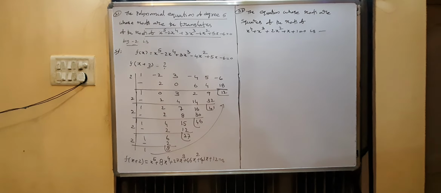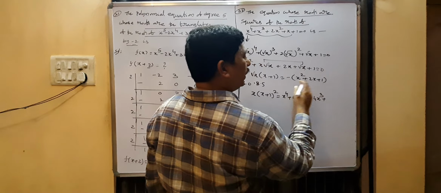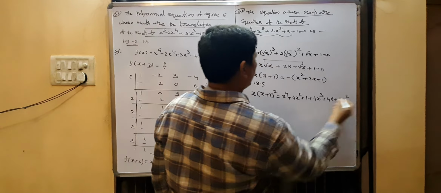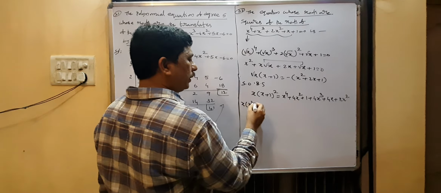Squaring on both sides. That is x into x plus 1 whole square. Using a plus b plus c whole square equals a square plus b square plus c square plus 2ab plus 2bc: x square whole square is x power 4, 2x whole square is 4x square, plus 1 square is 1, plus 2ab is 4x cube, plus 2bc is 4x, plus 2x square. The left side is x into x square plus 2x plus 1. Right hand side: x power 4 plus 4x cube plus 4x square plus 2x square is 6x square, plus 4x plus 1.